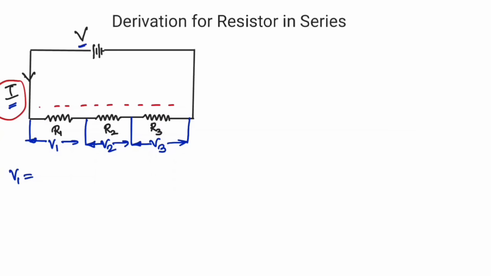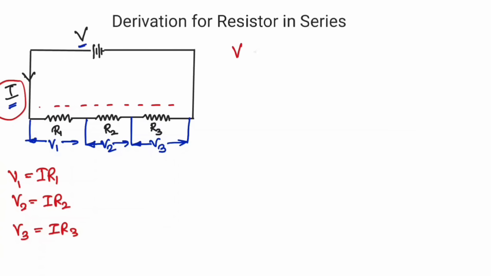As you're aware, in a series circuit the current remains the same across the complete resistance. So V1 will be I into R1. Similarly, V2 will be I into R2 and V3 will be I into R3. So V1 is IR1, V2 is IR2 and V3 is IR3.